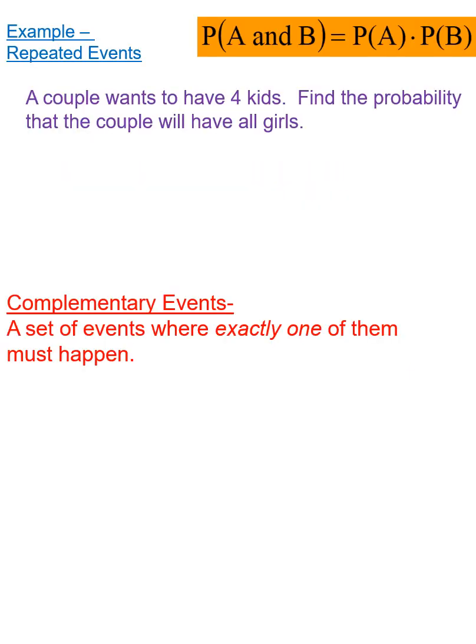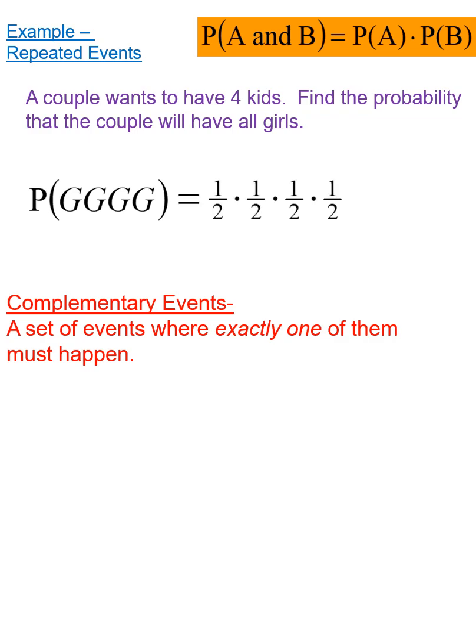Now we're going to take a look at something called complementary events and repeated events. We'll start with the repeated event as shown here in the top problem. A couple wants to have 4 kids, and what's the chance that they're going to have all girls? Well, the probability of 4 girls, or that event repeating itself 4 times, would be 1/2 times 1/2 times 1/2 times 1/2, which works out to 1/16.